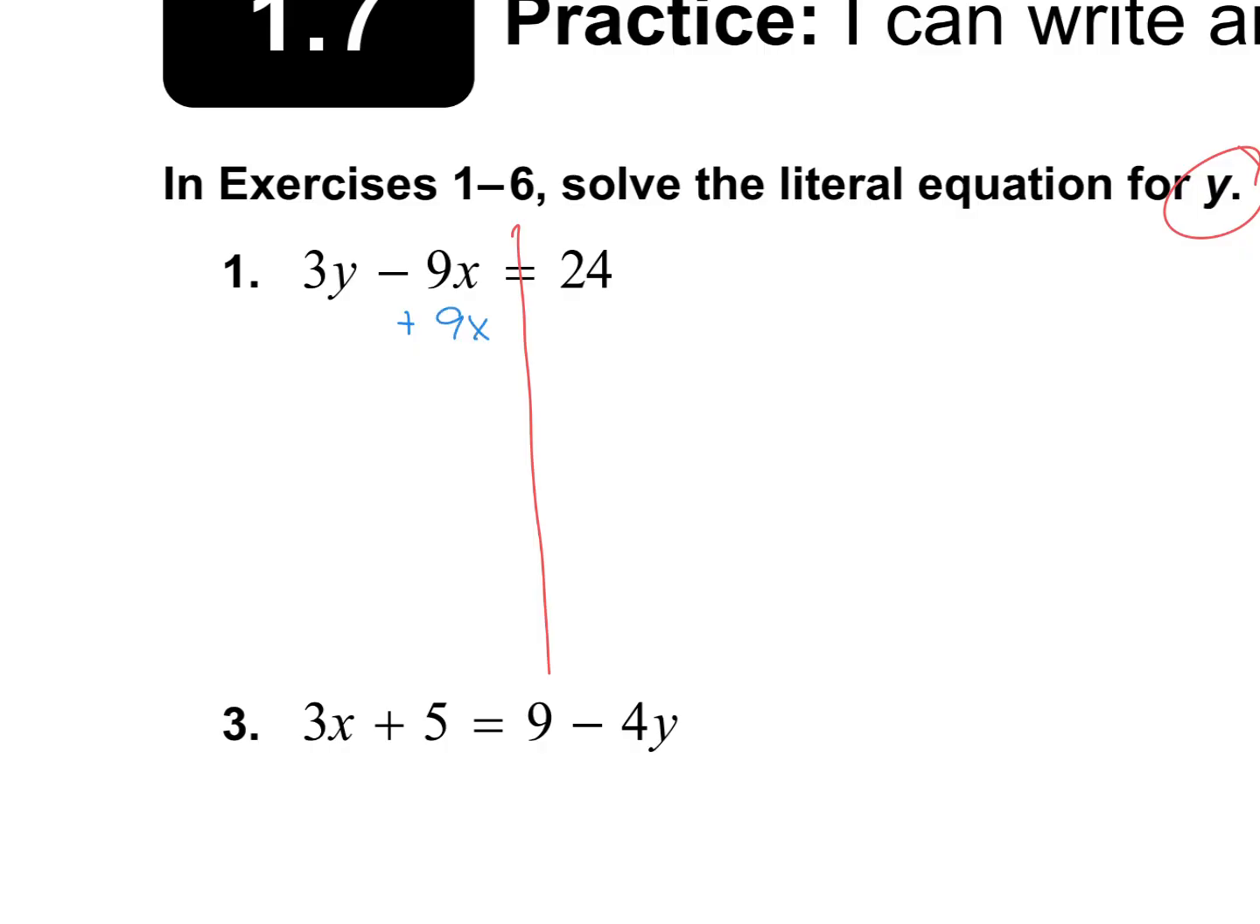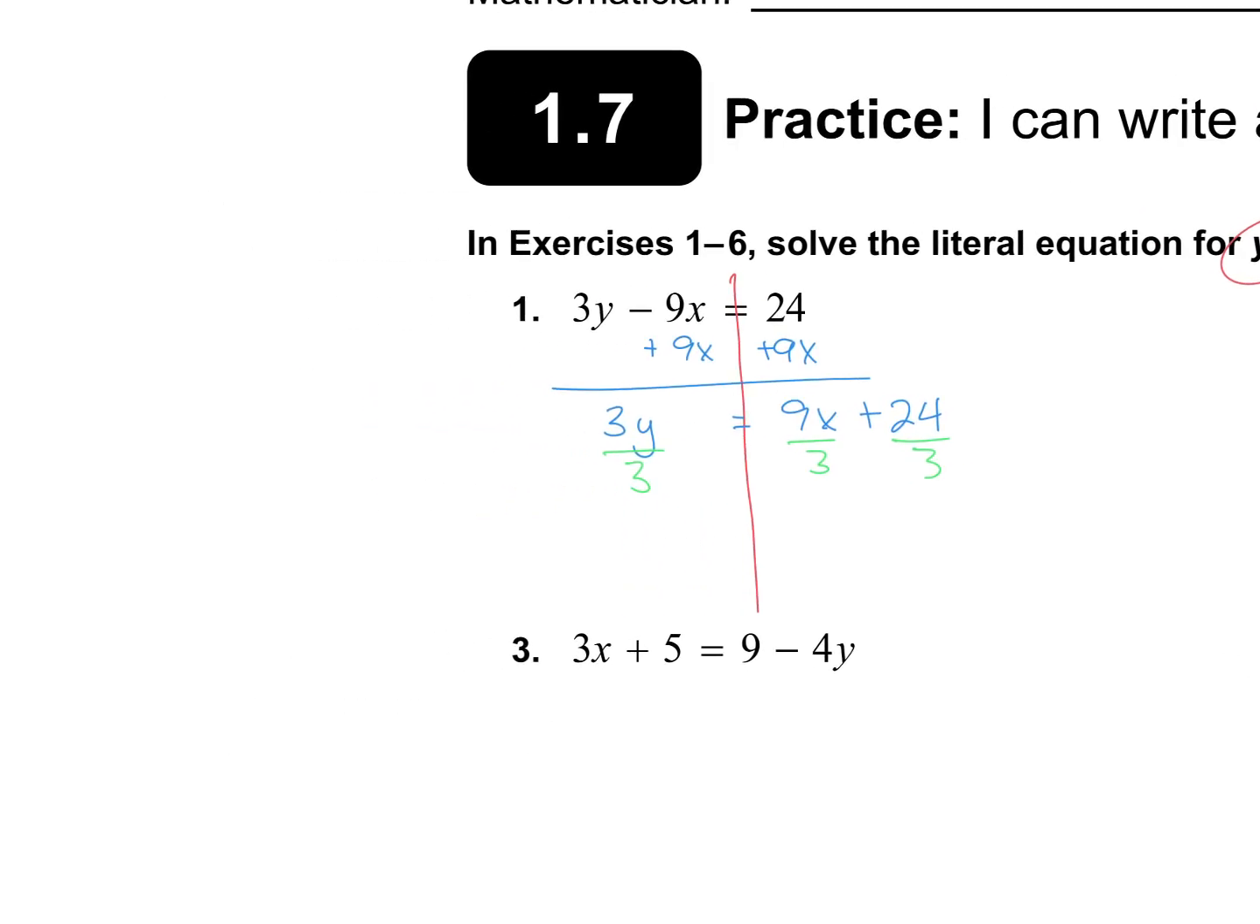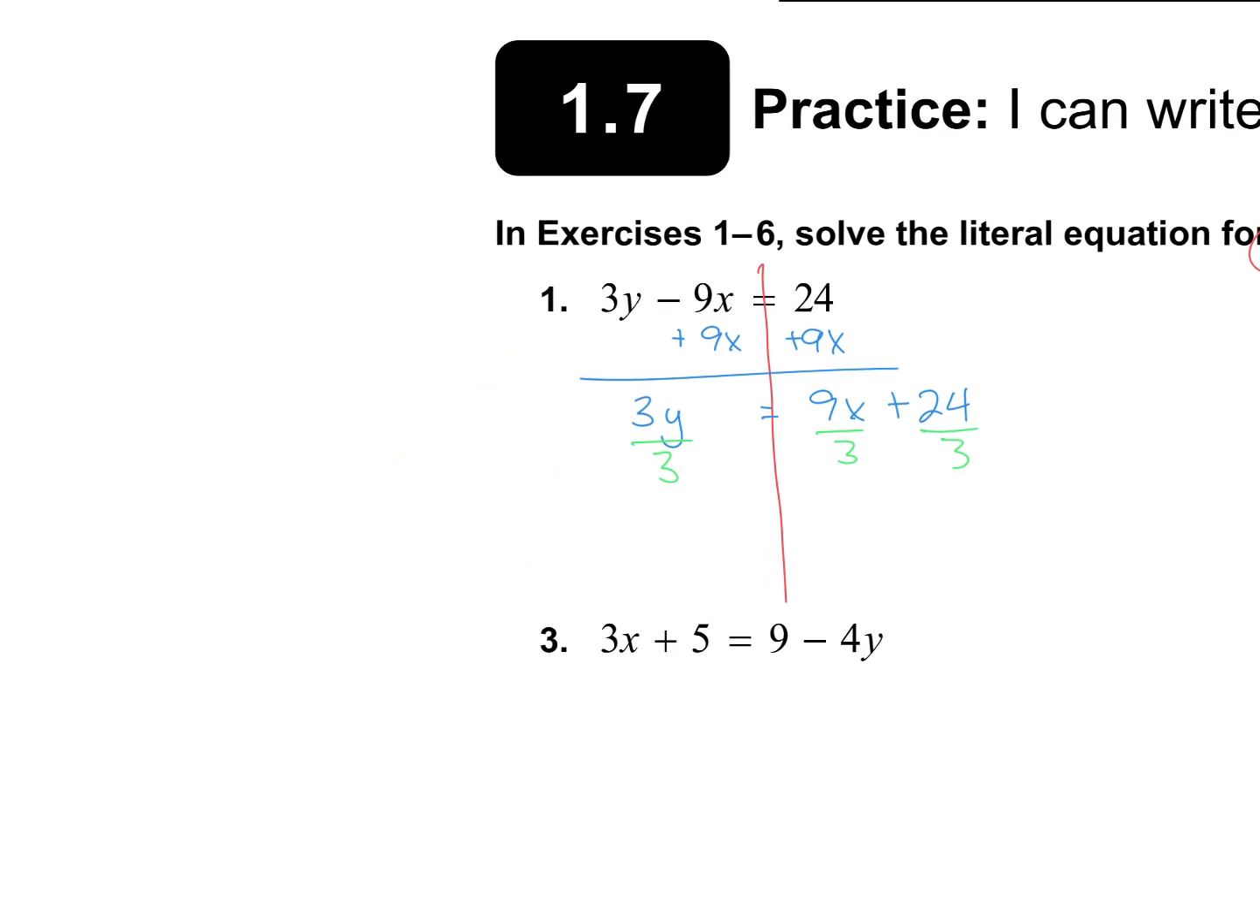We're going to start by adding 9x. And we get 3y equals 9x plus 24. And then we're going to divide by 3, divide by 3, divide by 3. I feel like at this point I should tell you that, yes, if you divide by 3 a little differently, then it will look a little different, but the result should end up looking like this, that you get y equals 3x plus 8.